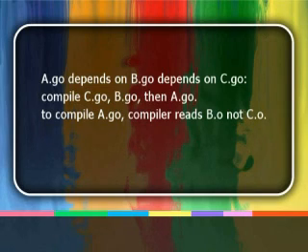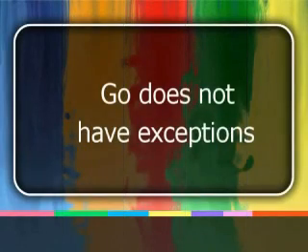If A.go depends on B.go, which depends on C.go, compile C.go, then B.go, then A.go. To compile A.go, the compiler reads B.o, not C.o. At scale, this can be a huge speedup.